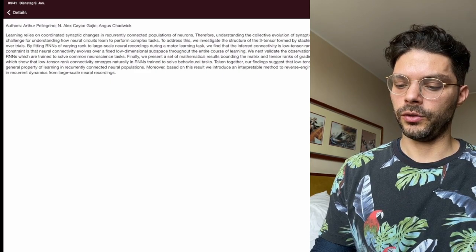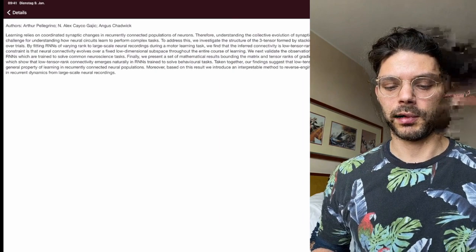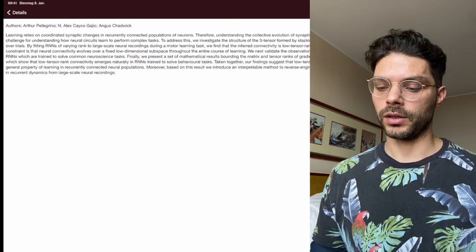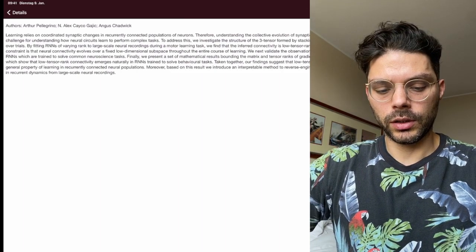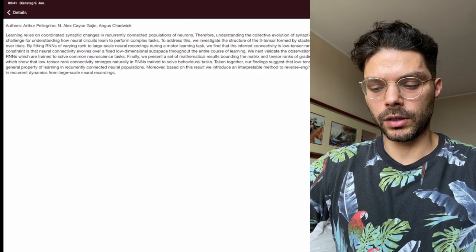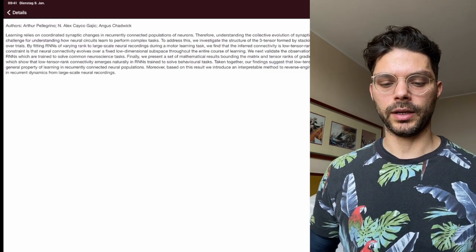Based on these results, we introduced an interpretable method to reverse engineer learning-induced changes in recurrent dynamics from large-scale neural recordings. So, to reverse engineer learning-induced changes in recurrent dynamics. Cool. Yeah. So I'm not quite sure what they mean by that. I guess we'll find out.